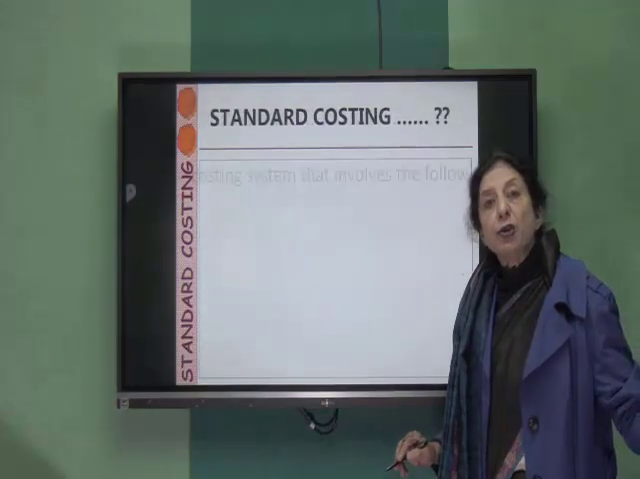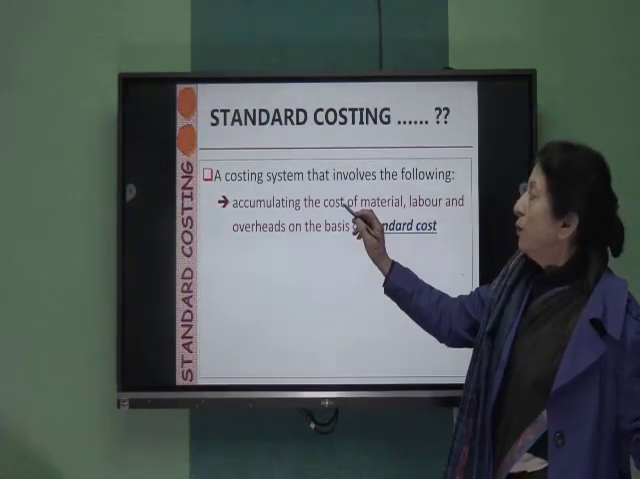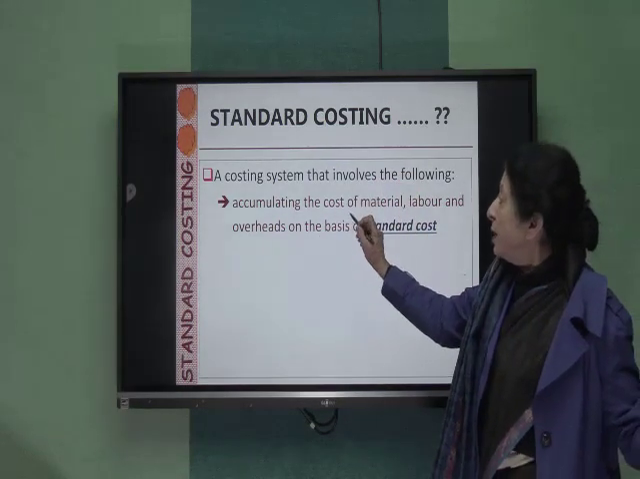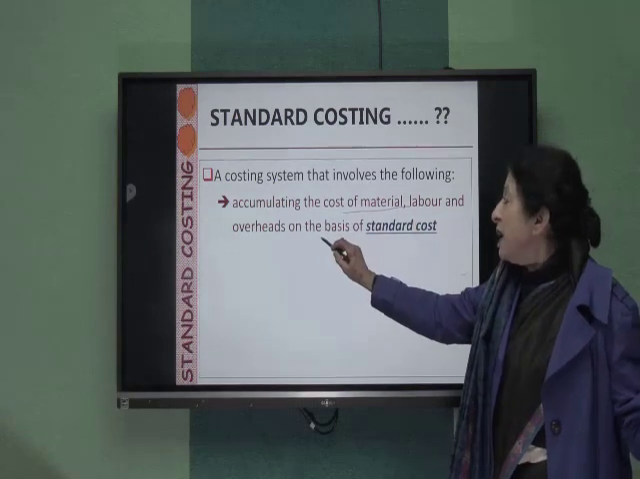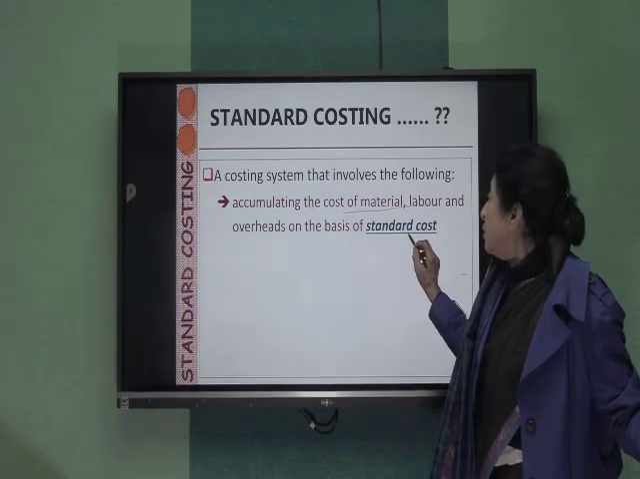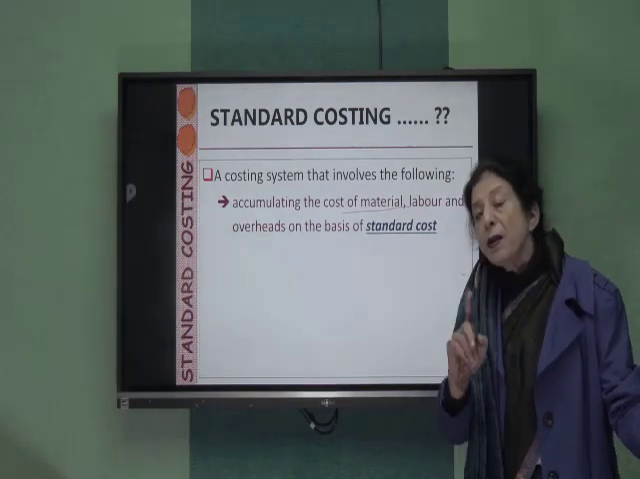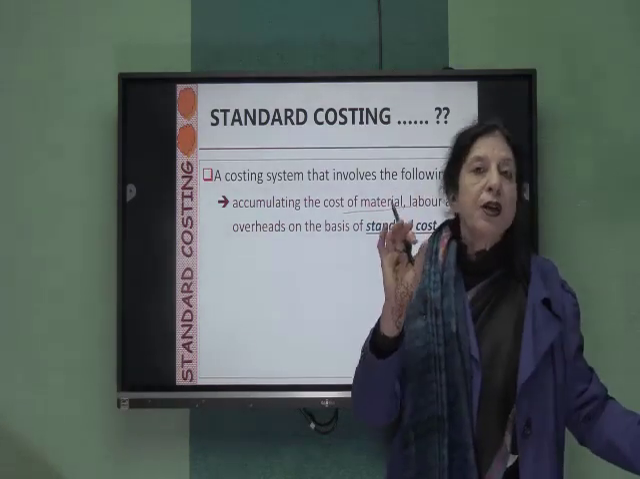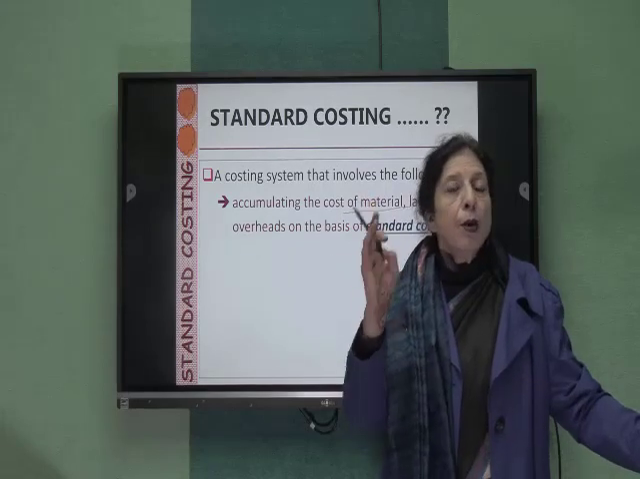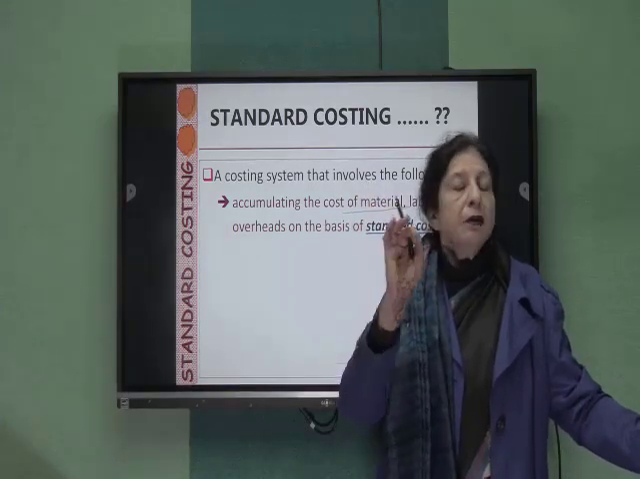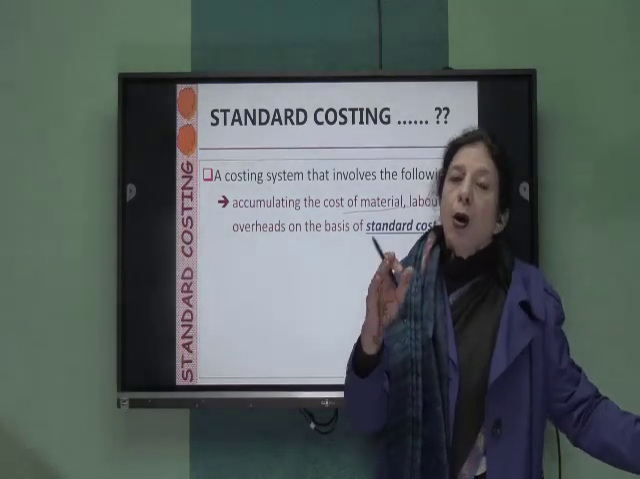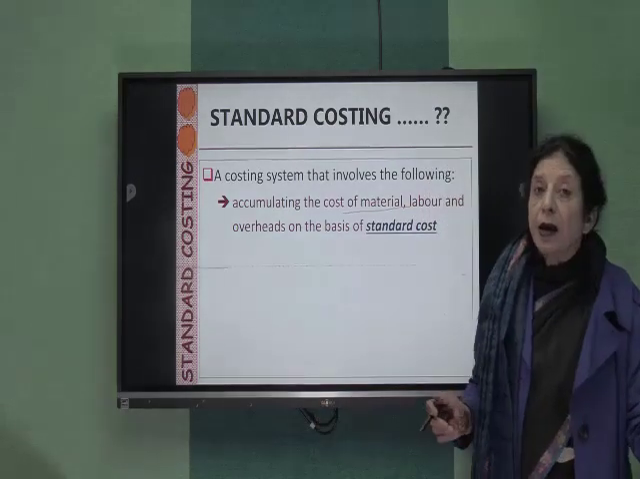Okay, now when we are trying to evaluate the performance, this is again a costing system that involves accumulating the cost of material, labor and overheads on the basis of standard cost. Why? Because remember, the ultimate objective is to control the cost. And the cost is mainly composed of three main elements: one is the material, second is the labor, third is the overhead. Now, if we control all these three components separately, automatically the total cost will be controlled.